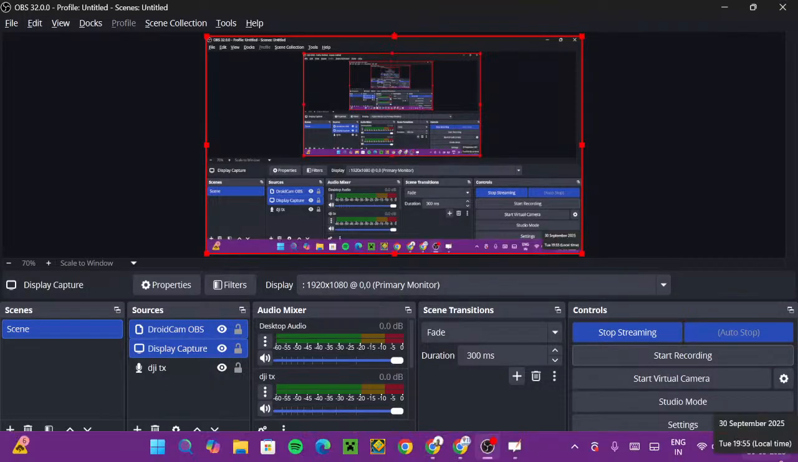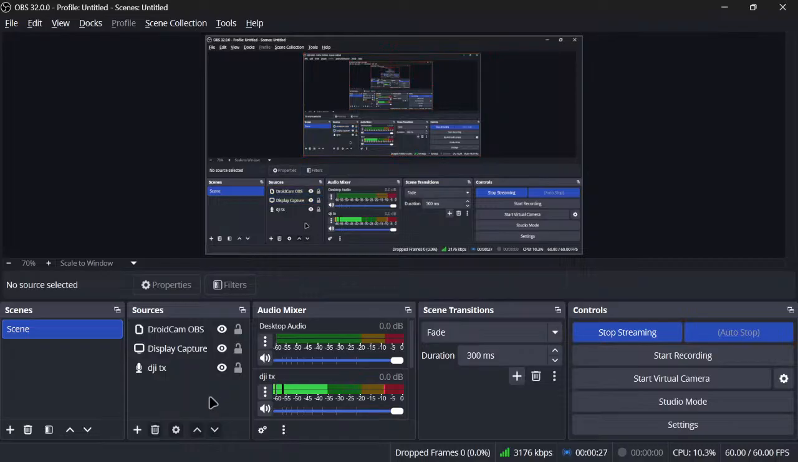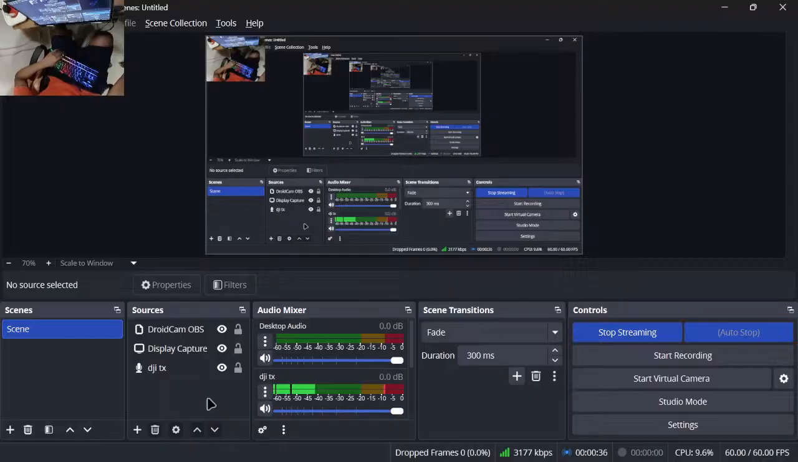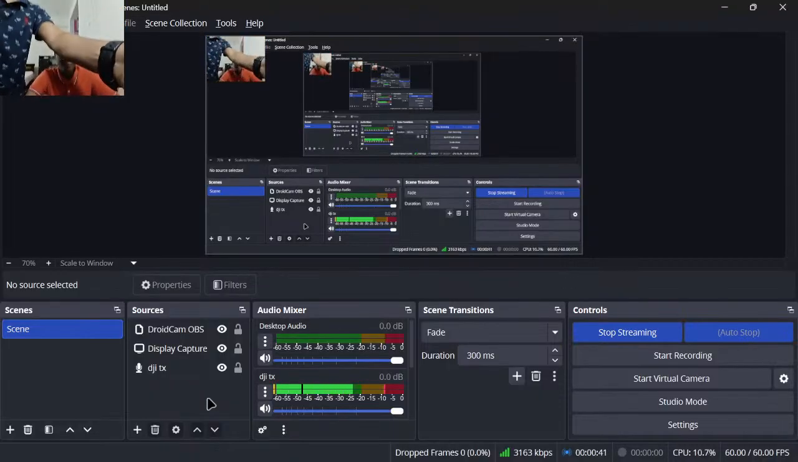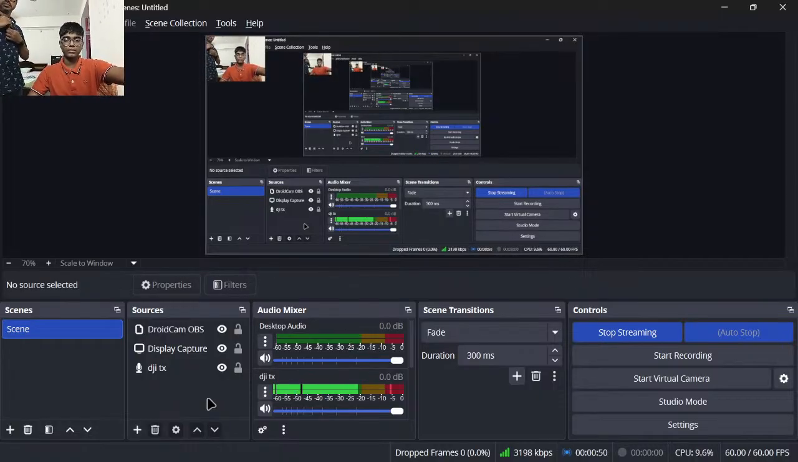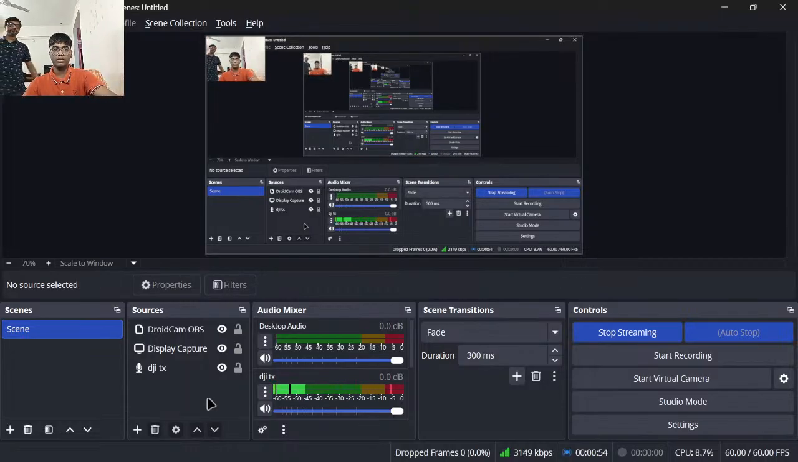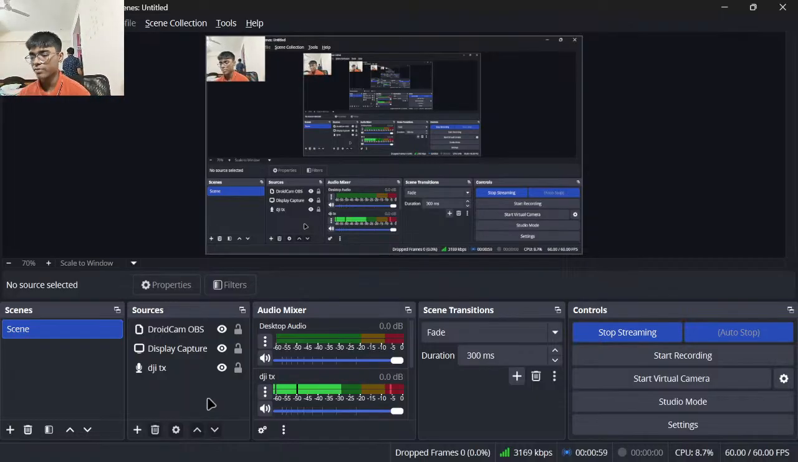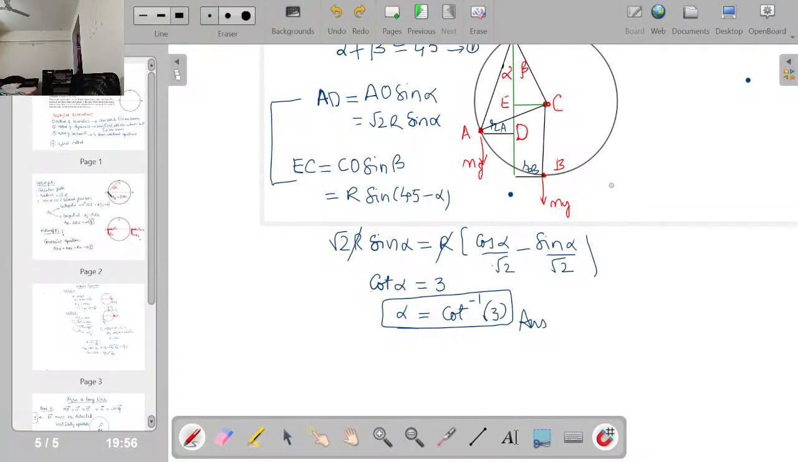Started? Yeah. Upside down, upside down. Fine. Is it screen sharing? Yeah.